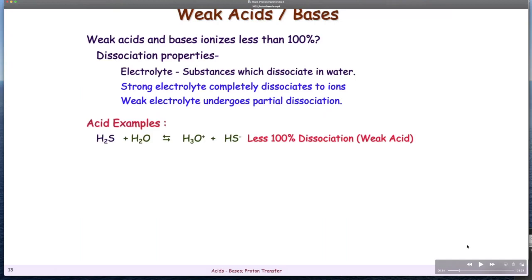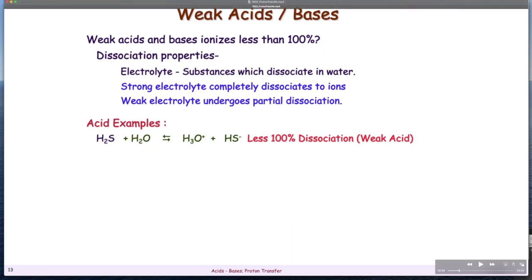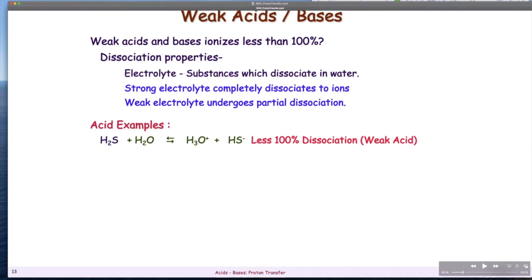So as I said, a strong acid is one that dissociates 100% of the time, as is a strong base. Weak acids do not. And so there's an equilibrium involved in this process, and because it's an equilibrium, we have an equilibrium constant. That equilibrium constant is called the Ka. And you know it's a Ka because the product is an acid.